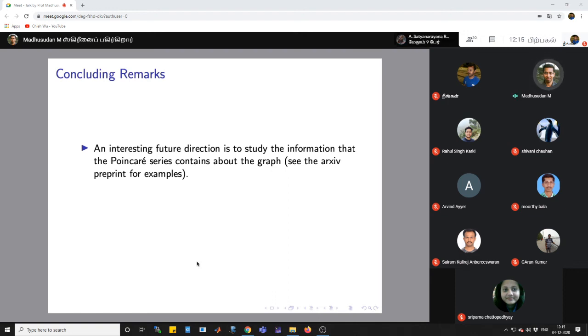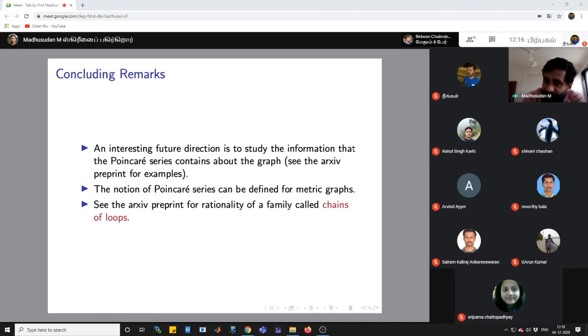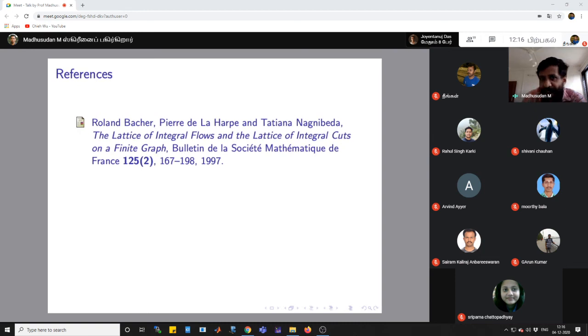So one potential direction for future work is to use Poincare series to study Jacobians. It seems like a very fascinating possible future direction. And this can be generalized to metric graphs, as I said, and in the preprint we also consider certain families of metric graphs called chains of loops and prove rationality for that.